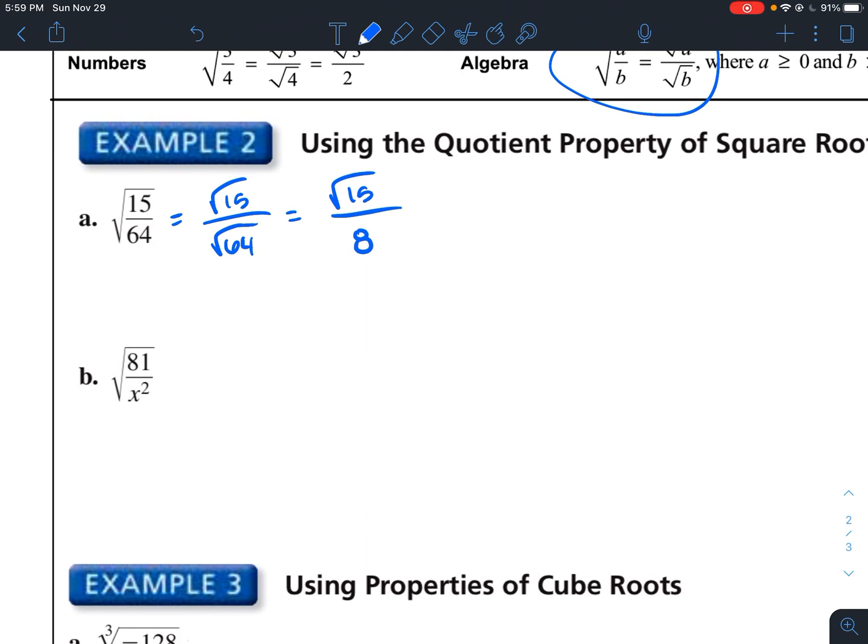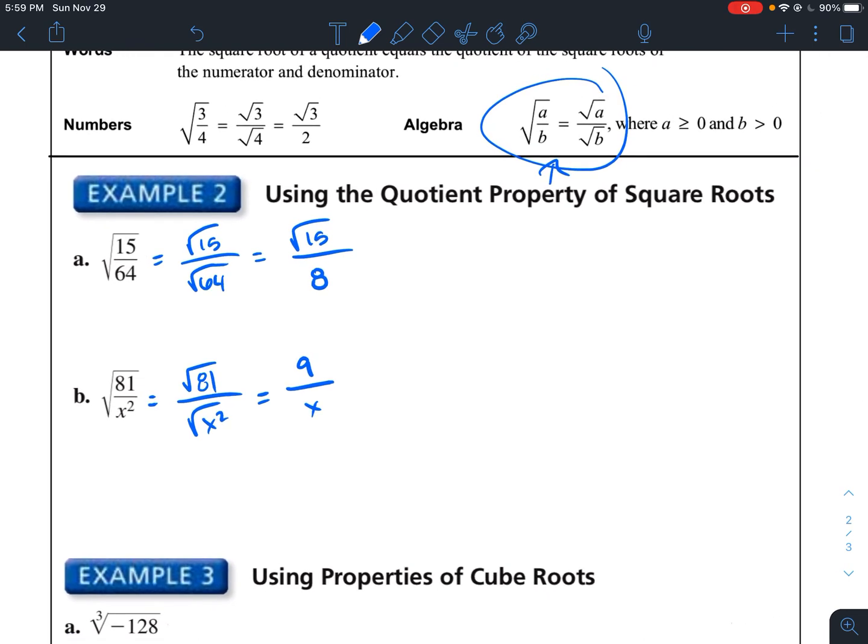Now let's go to B. So again, using the property up here, I know that this is equivalent to the square root of 81 divided by the square root of x squared. The square root of 81 is equal to 9. The square root of x squared is equal to x. And there you go.